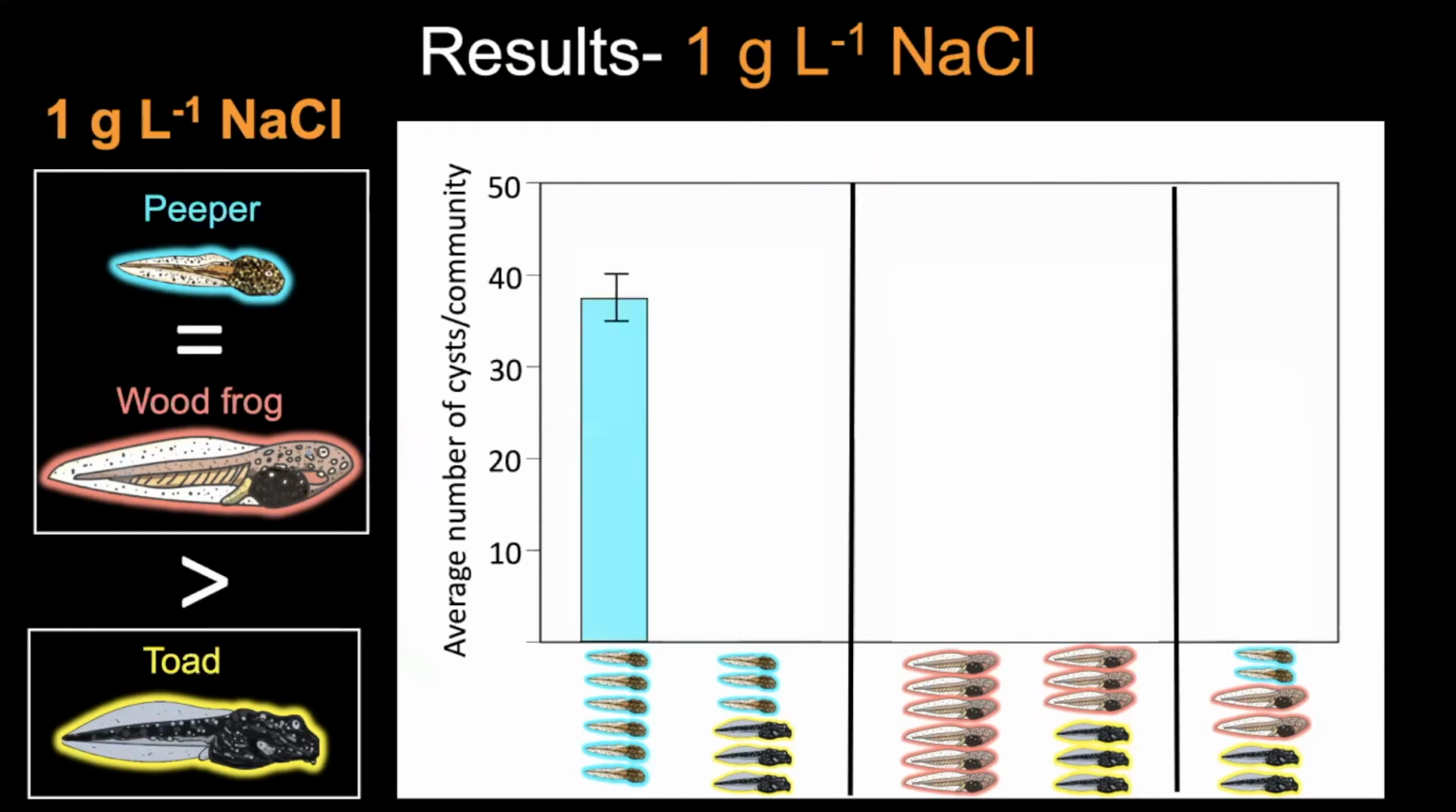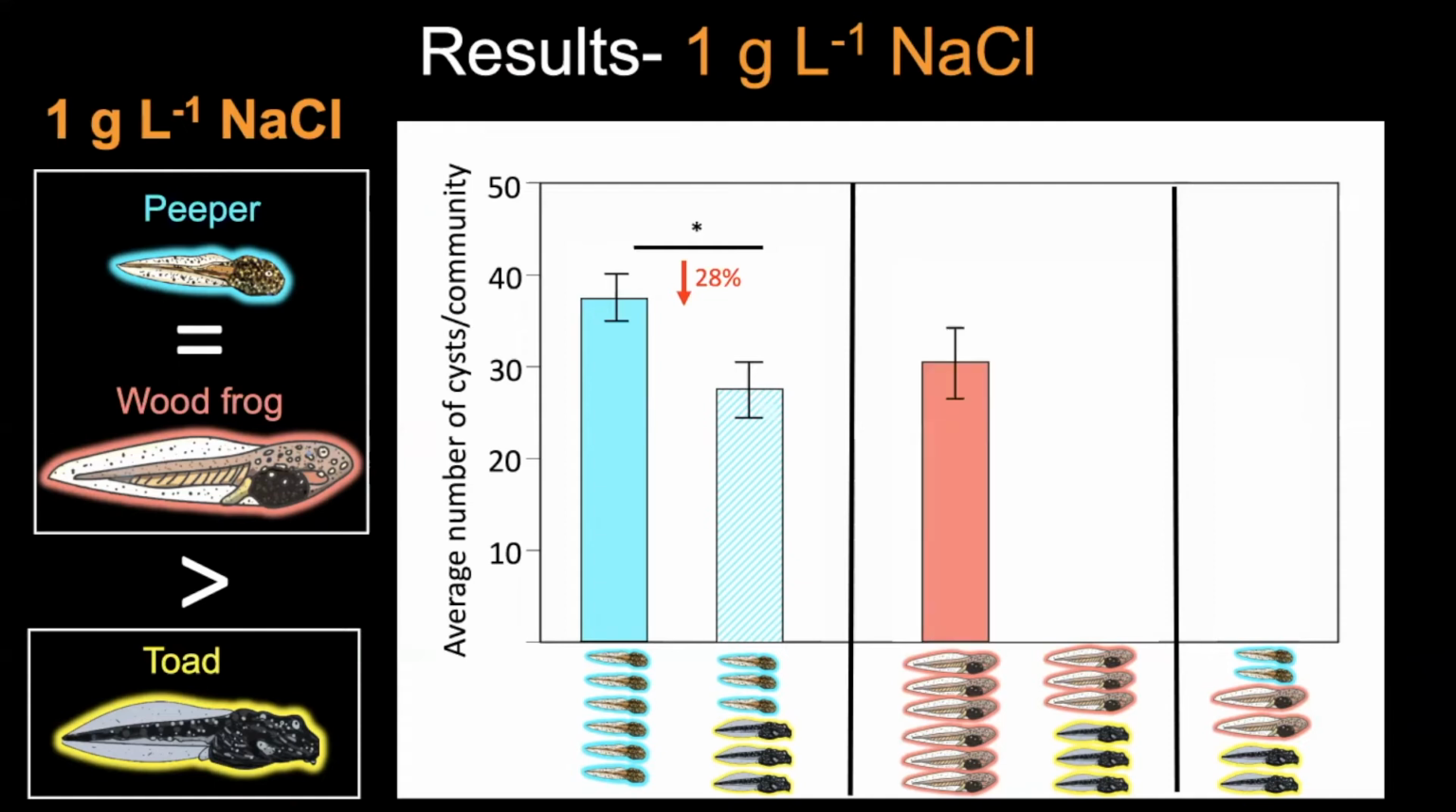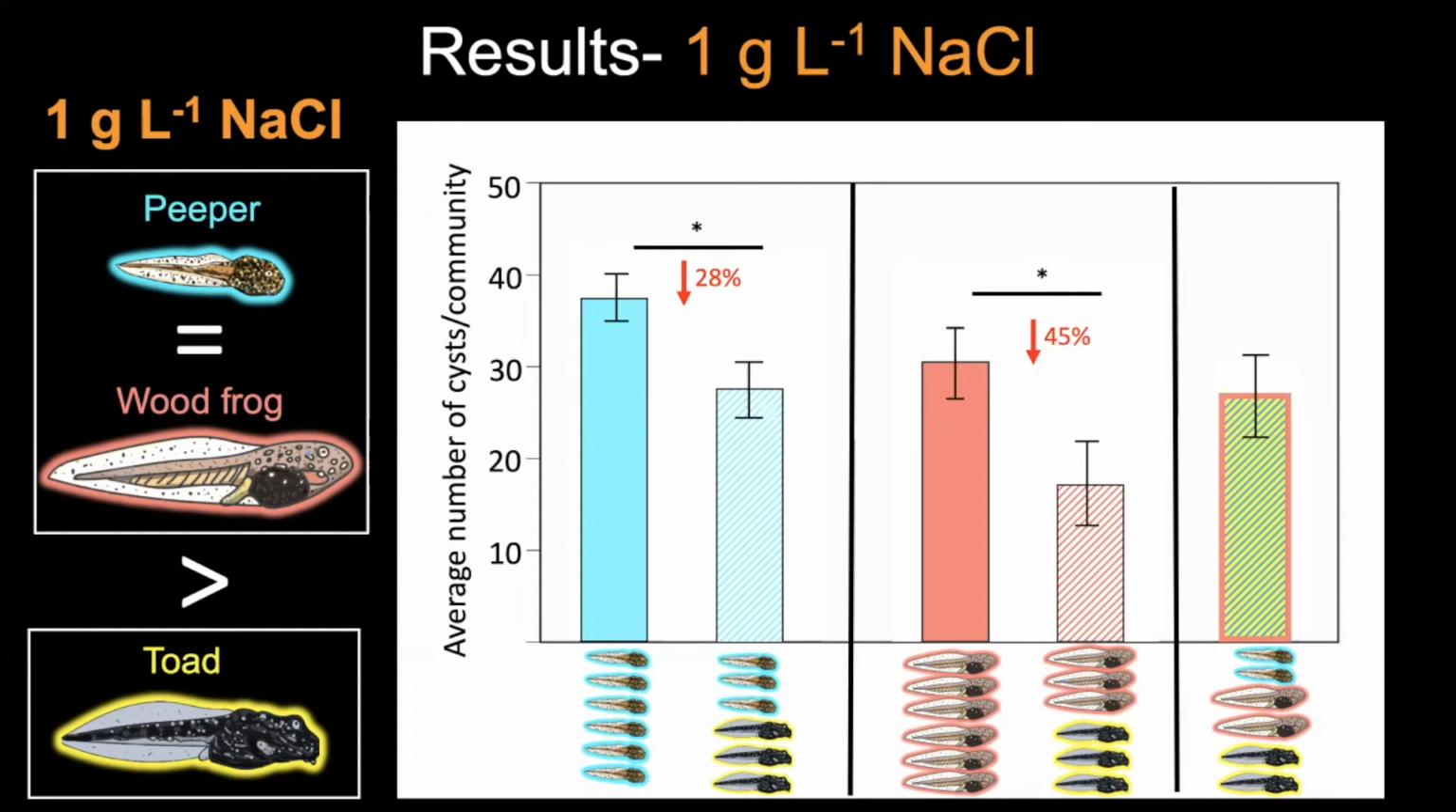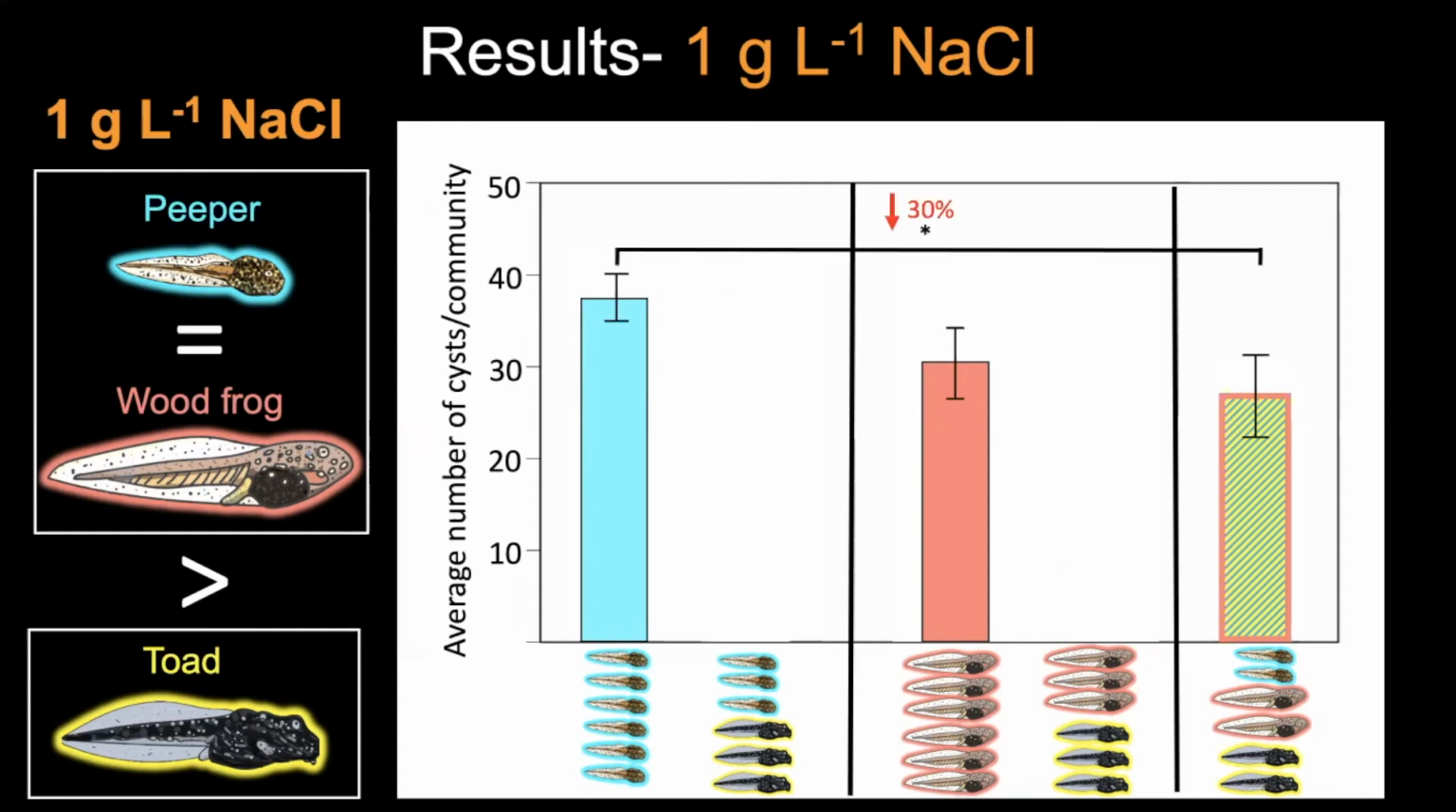Here are the average number of cysts per community of just peepers compared to peeper plus toad communities, and we find a significant decrease in infection by 28%. Compared to wood frog only communities, when you have wood frogs plus toads, we found a significant decrease by 45%. And then lastly, in the most diverse community, we find that there was a significant decrease compared to peeper only communities by 30% and no change compared to wood frog only community.